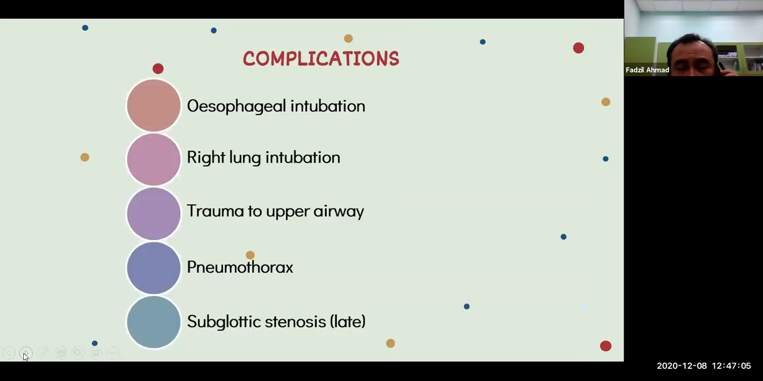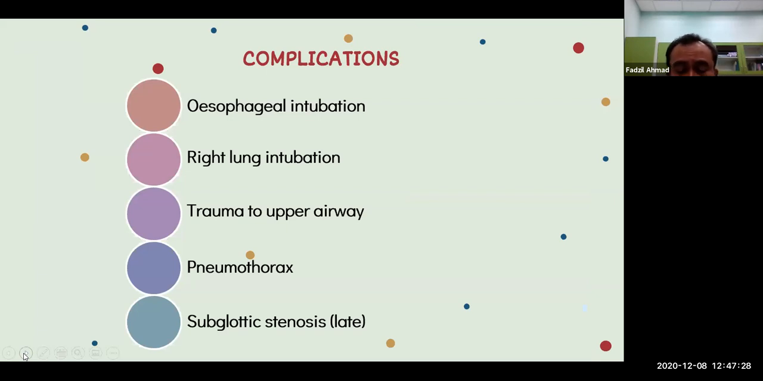So the last part is complications. The possible complication is esophageal intubation. Usually the endotracheal tube could be in situ initially, but can dislodge and enter the esophagus.